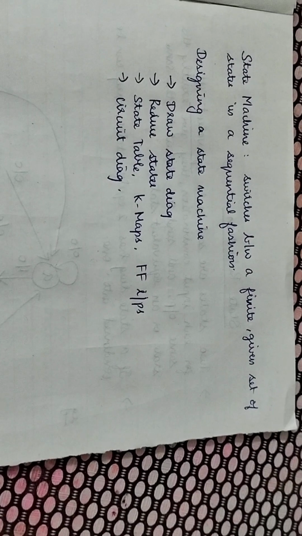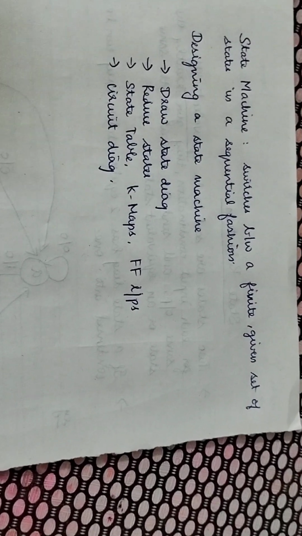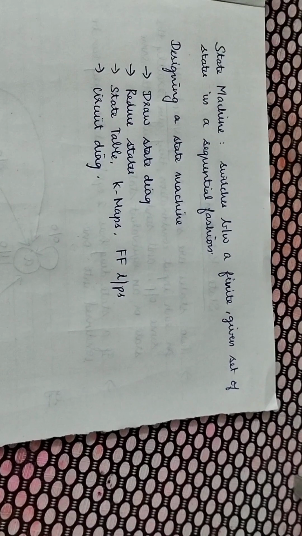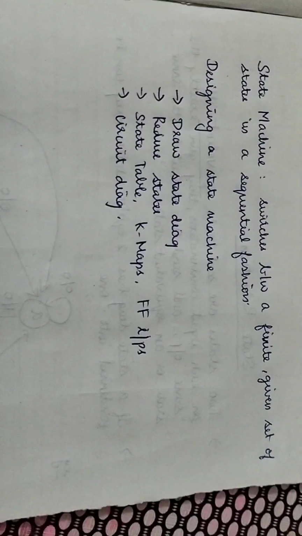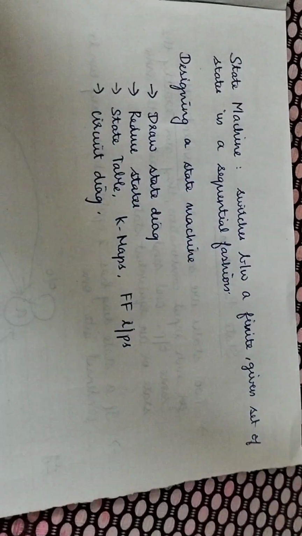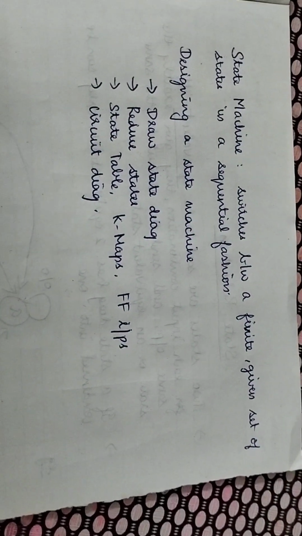So the states it can take are well defined and finite, and it moves in a sequential fashion. If it's an up counter, it will move 0, 1, 2, 3 up to 7. If it's a down counter, the opposite direction. Or if it's an up down counter, it will do both: 0 to 7, 7 to 0, 0 to 7, 7 to 0, and so on. So that is an example of a state machine. A state machine is something which switches between a finite set of states in a sequential fashion.